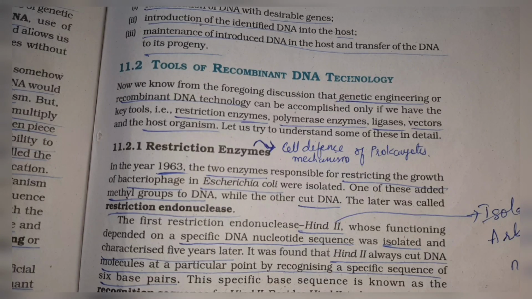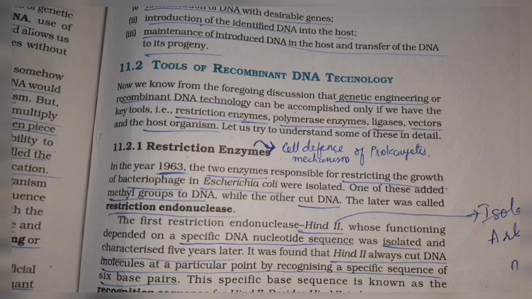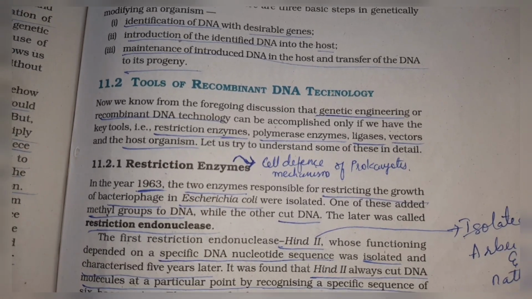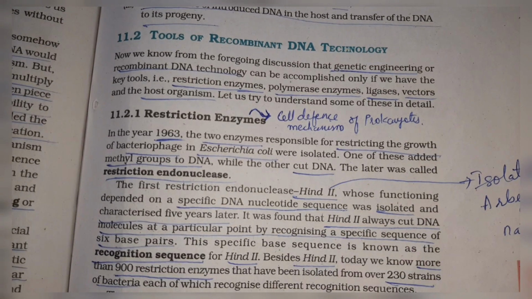Now let's look at the tools of recombinant DNA technology. What are the tools we need for recombinant DNA technology? We know from the foregoing discussion that genetic engineering or recombinant DNA technology can be accomplished only if we have the key tools. First is restriction enzymes. Second, polymerase enzymes. Third, ligases. Fourth, vectors. And fifth, the host organism. Let us try to understand some of these in detail.